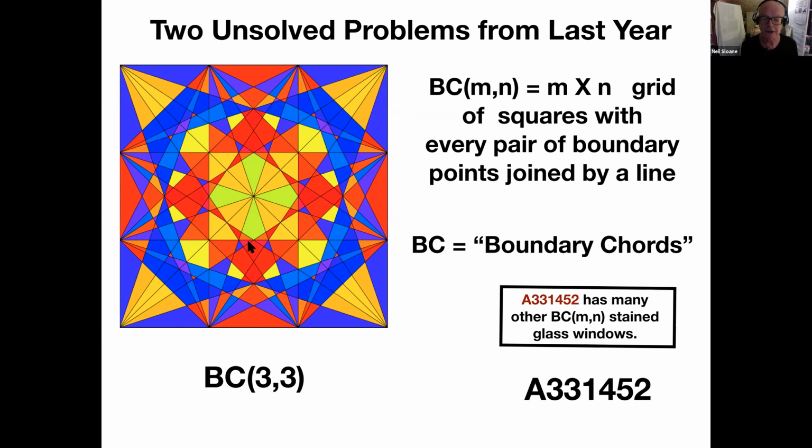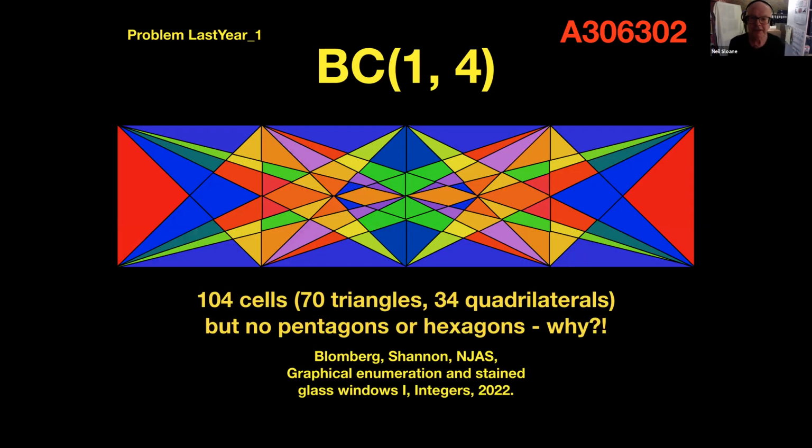BC means boundary chords. And if you look at sequence A331452, it has many more beautiful pictures like this, and some formulas, not many. There's one case where it's been solved. If you look at BC14 or BC1N, BC14 means take a strip of 4 rectangles and join all the boundary points by lines. So here's BC14.